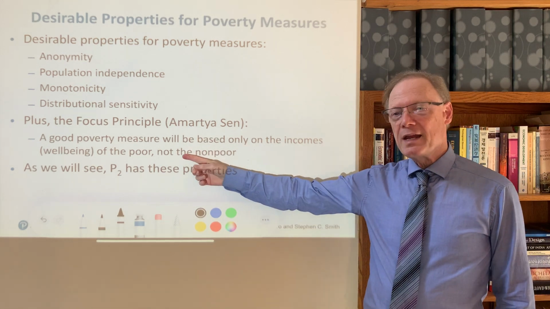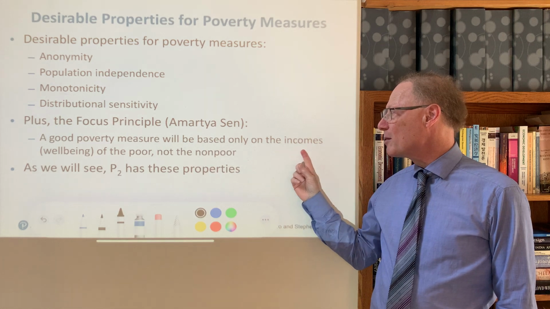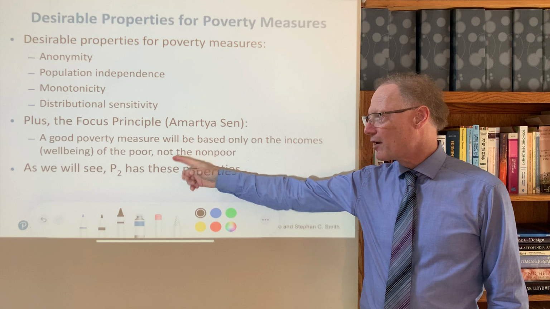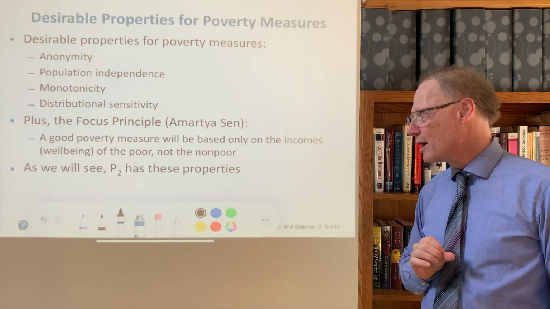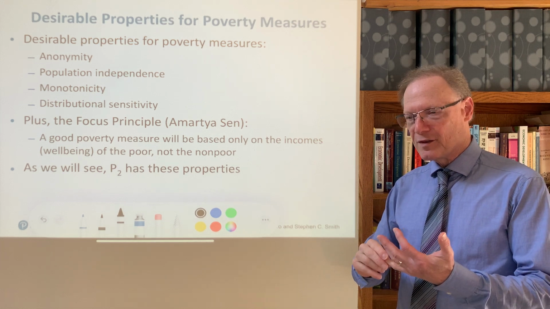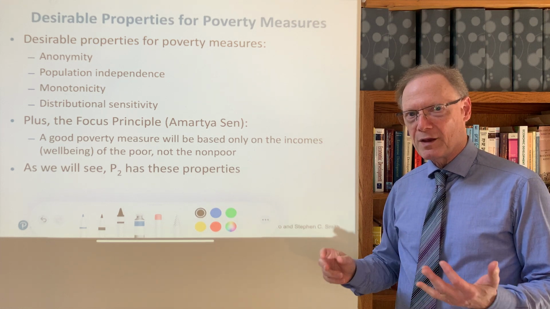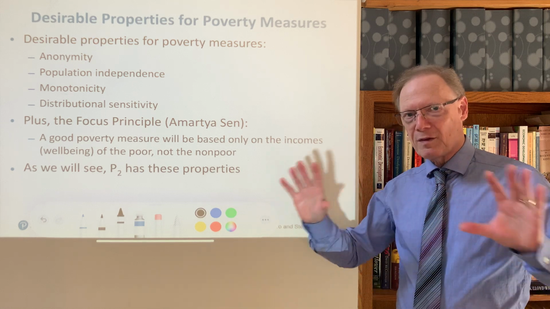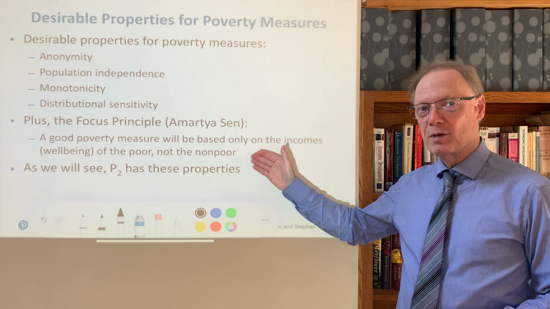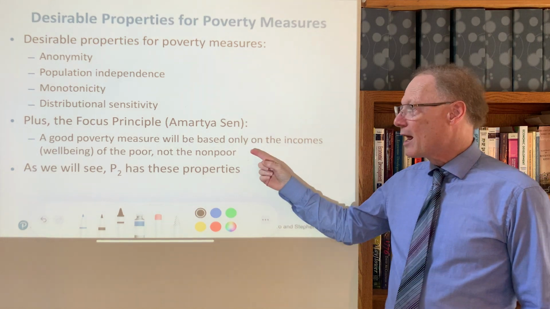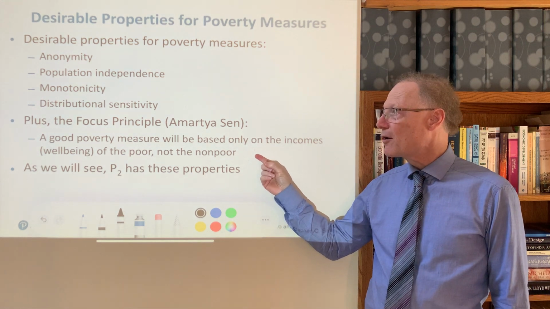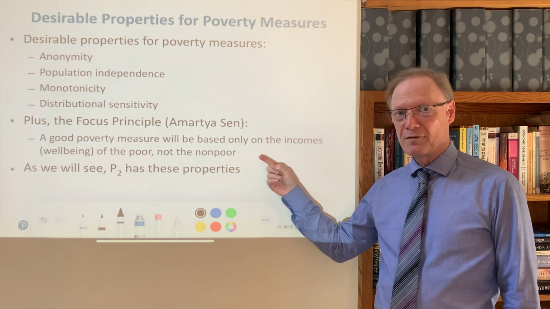And the idea here is that any good poverty measure is going to be based only on the incomes of the poor and not of the non-poor. This does a couple of things immediately. First, it tells us that this is a fundamentally different kind of study than inequality. Inequality looks at the population as a whole, but poverty focuses only on those who are below a poverty line. And the other point then is that poverty lines and their establishment is very important in any analysis of income poverty.